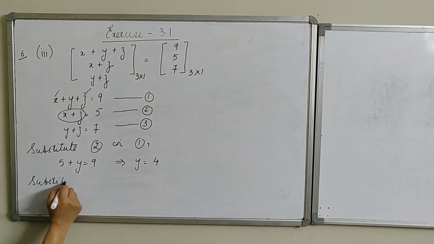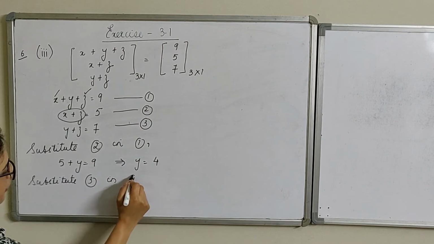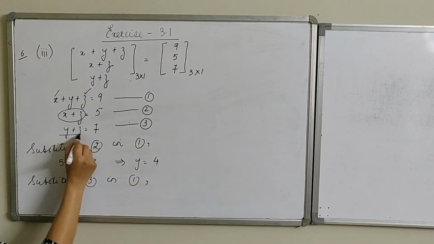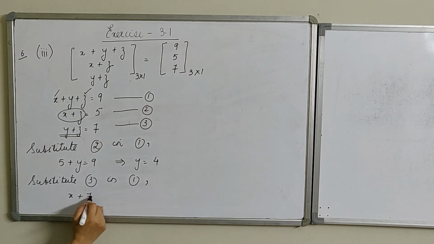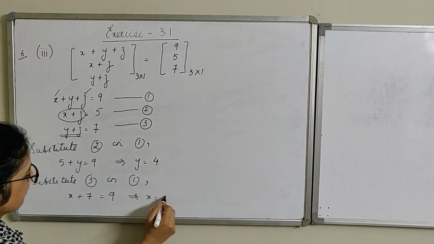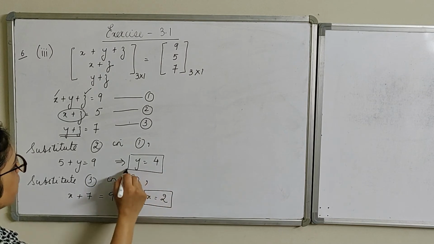Substitute the third equation in the first equation. So third equation gives us y plus z. So over here x plus y plus z, which is 7, equal to 9. This gives us x is equal to 2. So we have got here values of x and y.